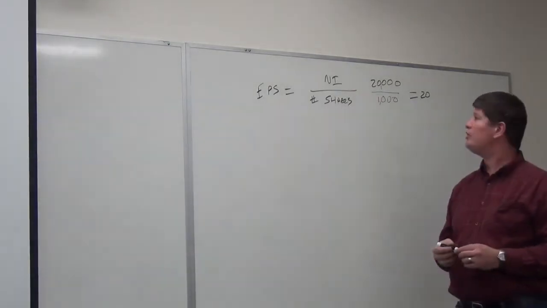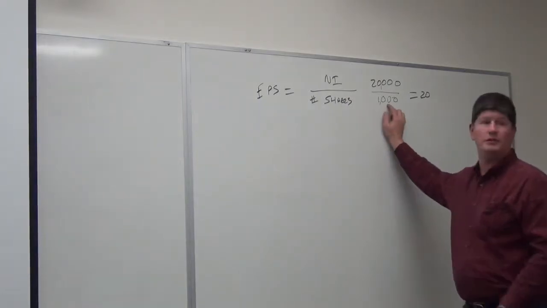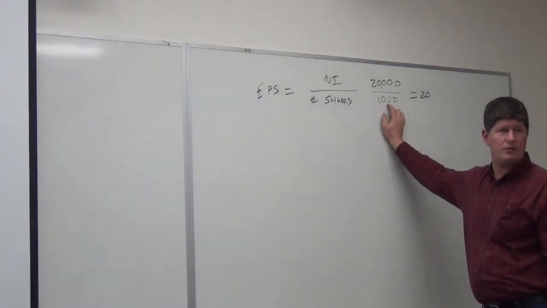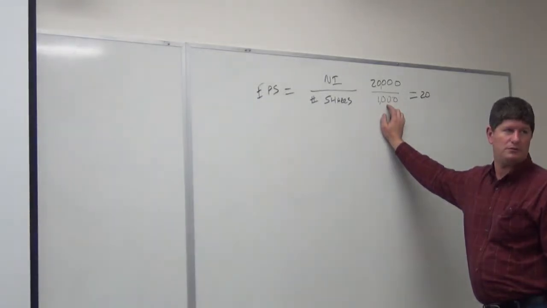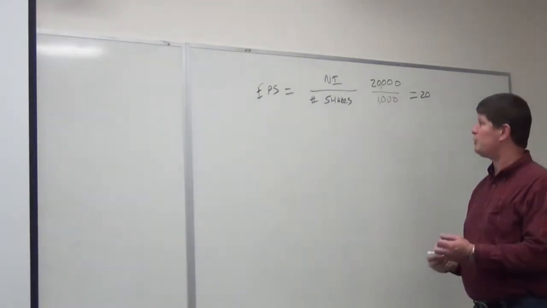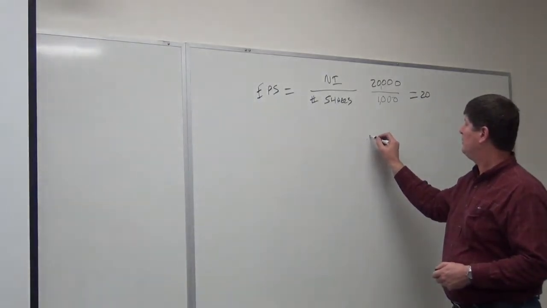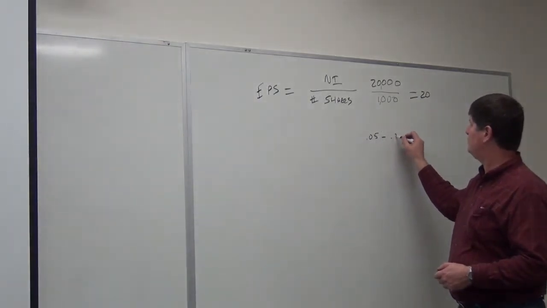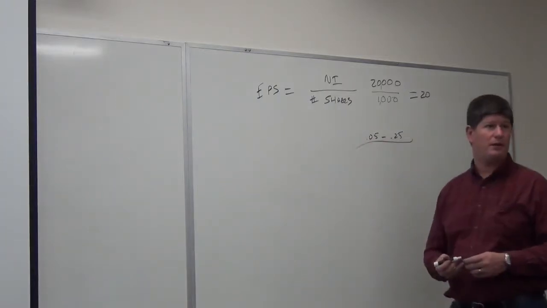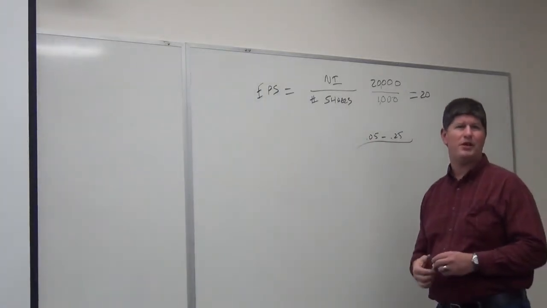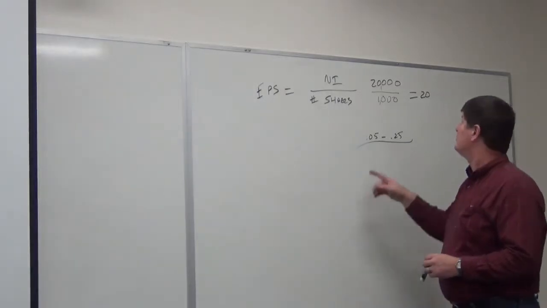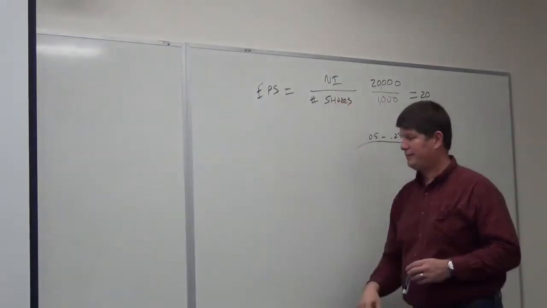So when you're dealing with a General Motors, you have maybe millions of shares as opposed to the 1,000 I've written up here. Typically, earnings per share falls into a low number, 5 cents to 25 cents typically. Depends on the company though. I did 20 because it was easy math.